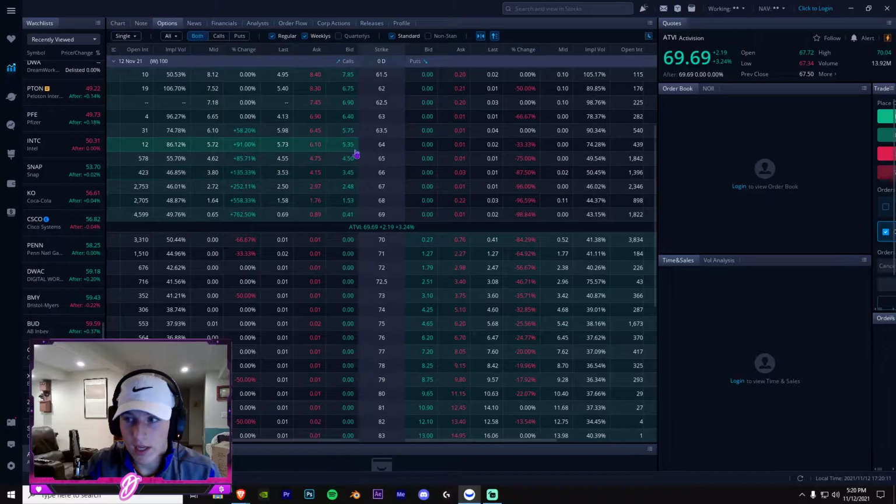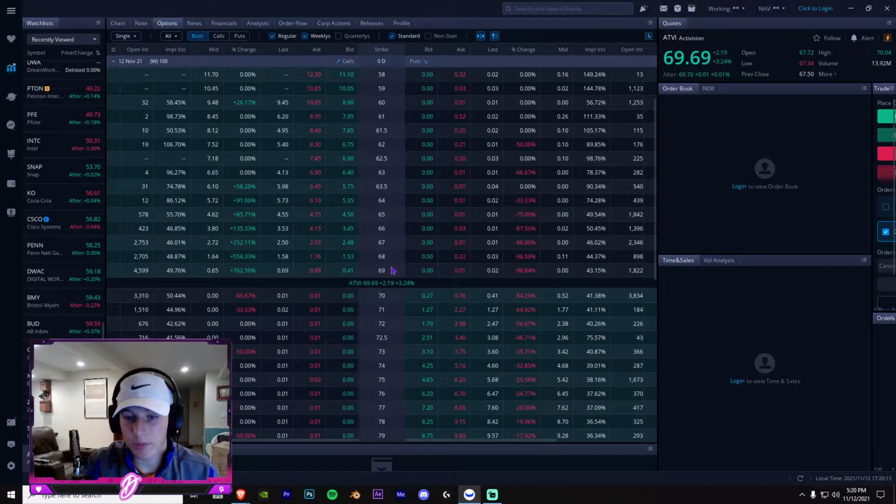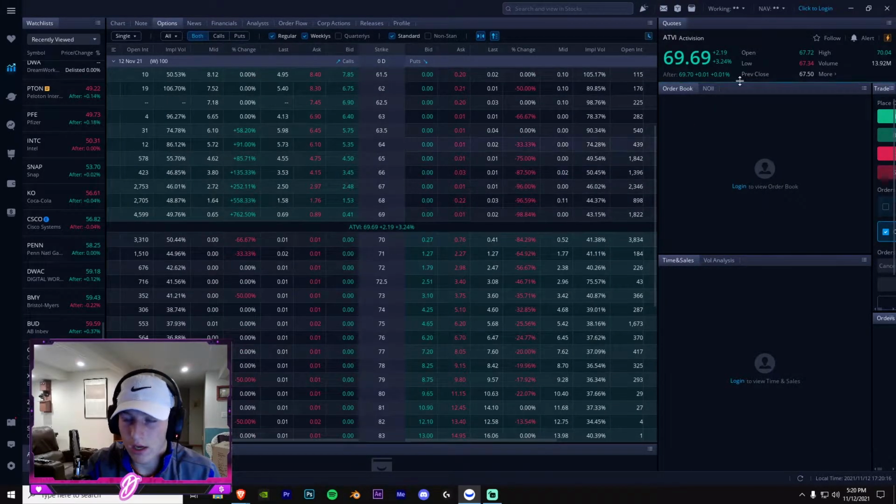In the money is basically option strike prices that are under the actual stock price. These numbers right here are strike prices, like $69, $68, $67. In the money means the strike price is under the stock price. But if it's over, see how $70 is over 69.69, that means it's out of the money.